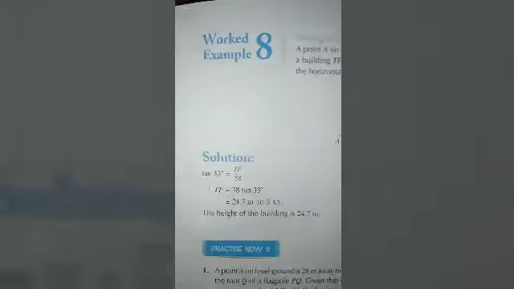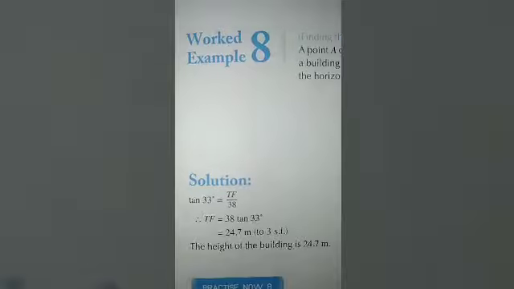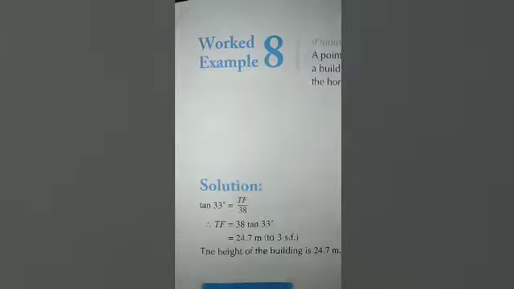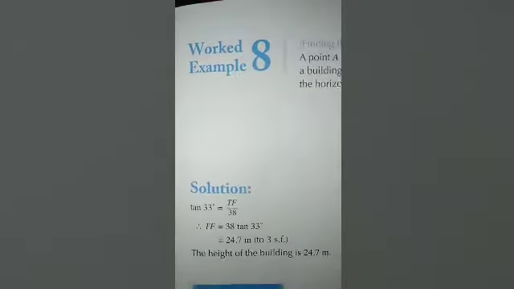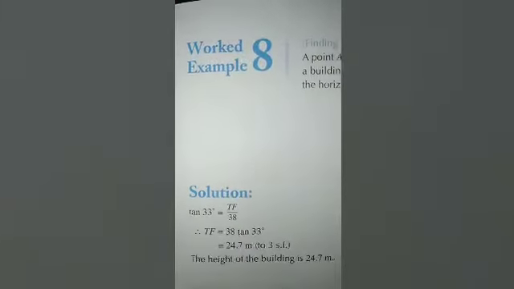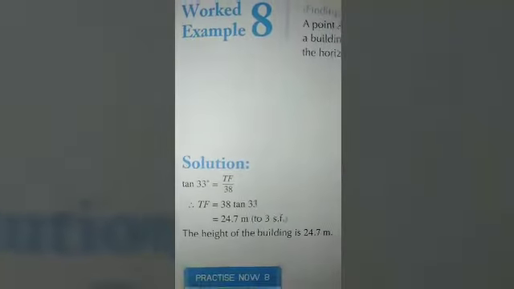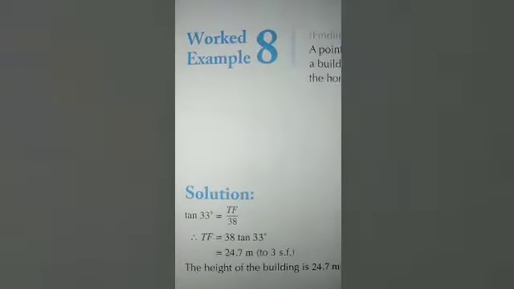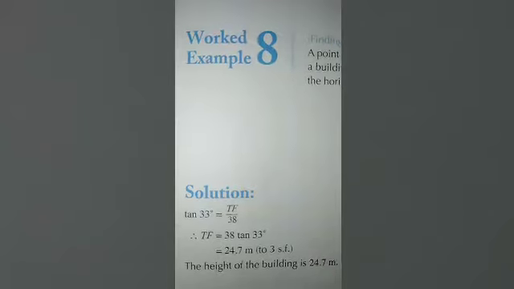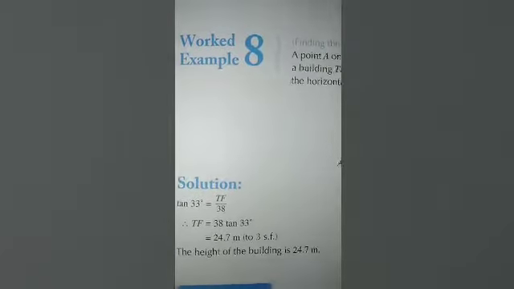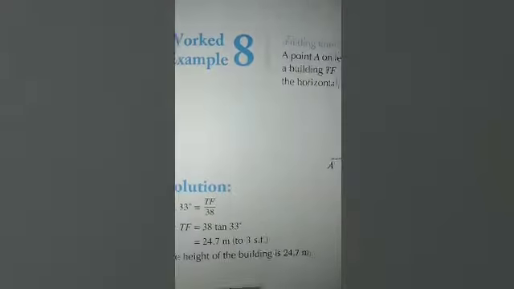Now let's move to the solution. As I said, tan 33 equals TF upon 38. 38 is in division; on the other side it will be in multiplication, so taking it to the left hand side it will be 38 multiplied by tan 33. You already know how to calculate the value of tan 33. Just put the value and multiply with 38, and you will get your answer. So the height of the building becomes 24.7. This was a very suitable and easy example related to the word problem from the trigonometric ratios.